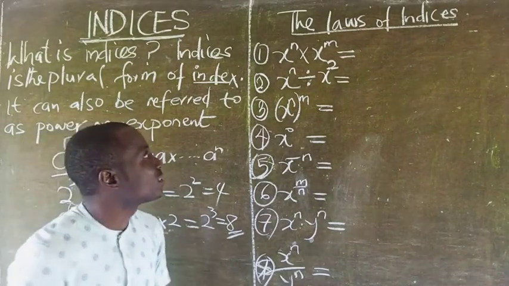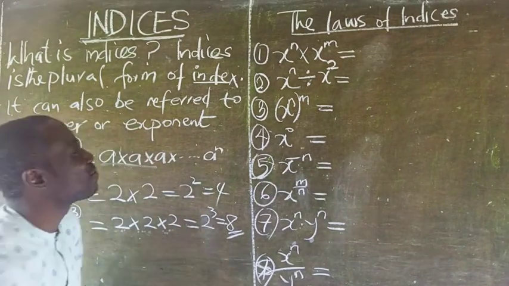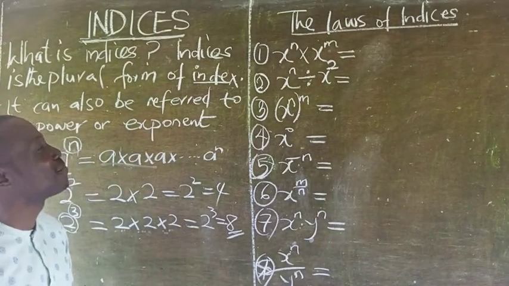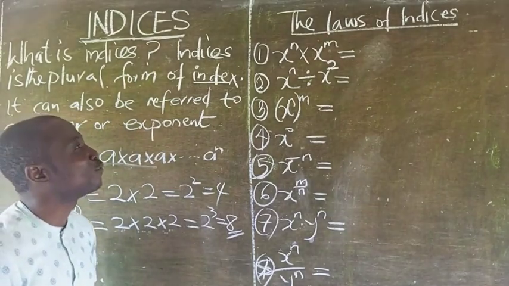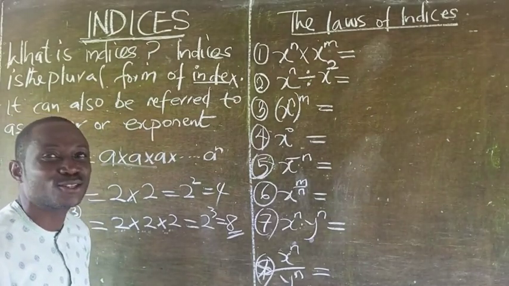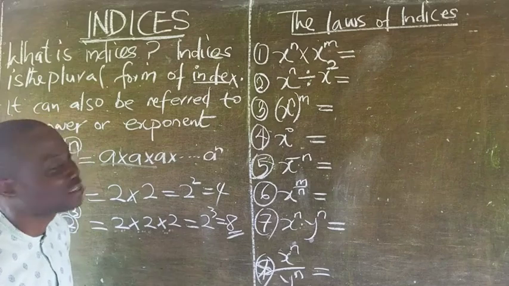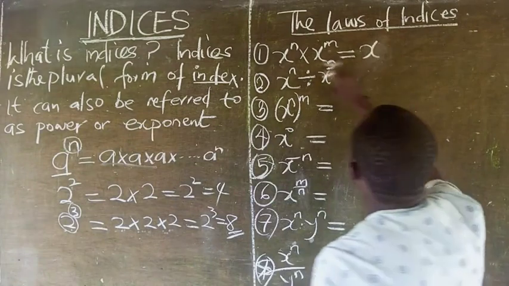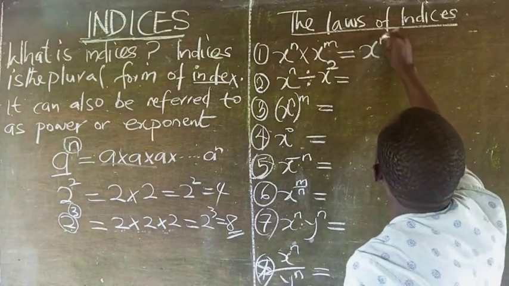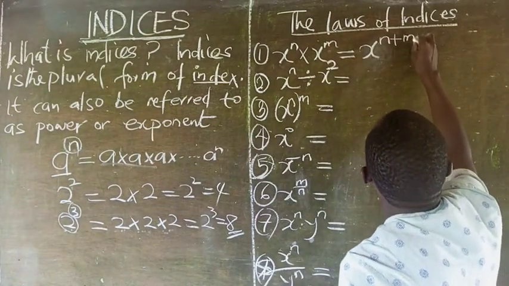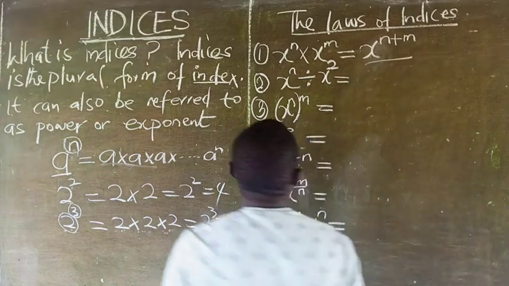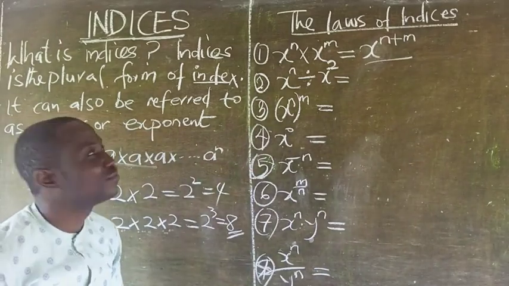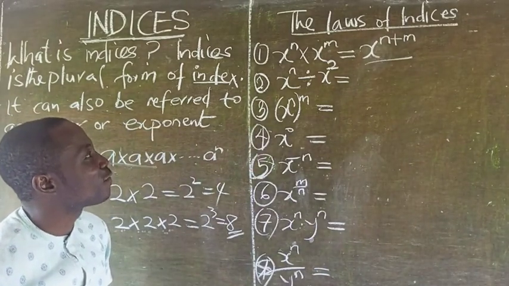Number 1 law says, in no particular order, if a base number s is raised to power n, and the same base number s is raised to power m, two different powers raised by the same base number, the law says you write the base number once and add their powers. So you are writing the base number once and you add the respective powers. That is the first law.